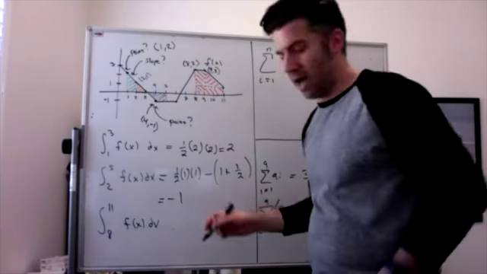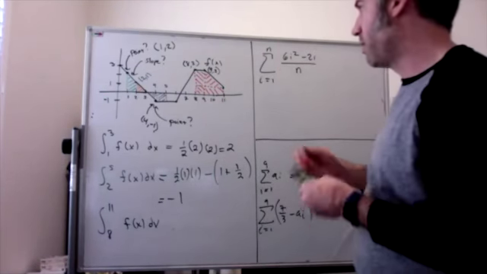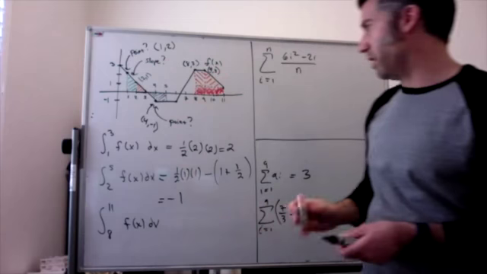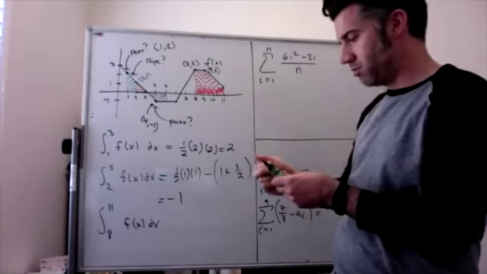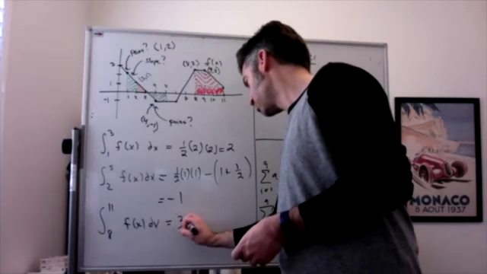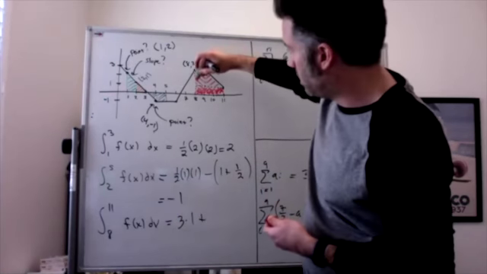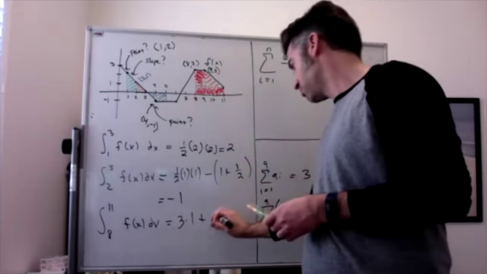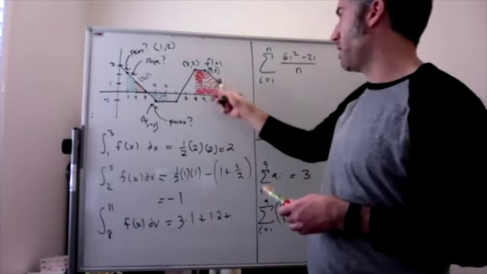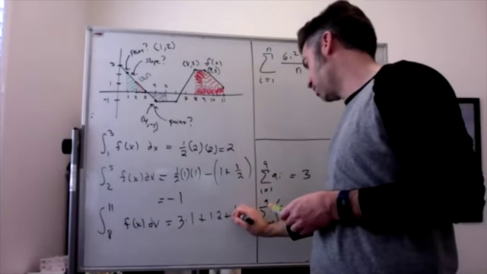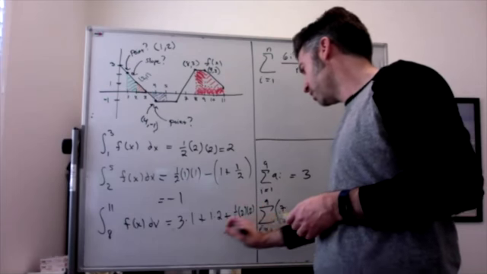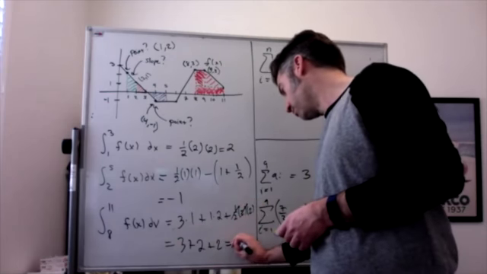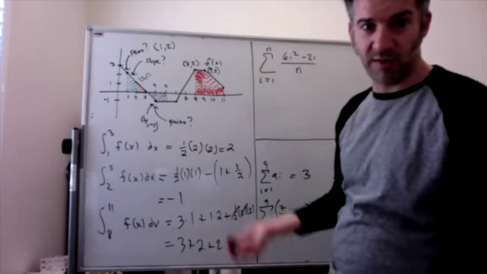You can do this any way, but I was thinking of it like this: I might break it up as this rectangle with a base of 3 and a height of 1, plus this rectangle with a base of 1 and a height of 2, plus this triangle with a base of 2 and a height of 2, which is 1/2 times 2 times 2. So that would be 3 plus 2 plus 2, which is 7. So that's how I would do this first problem.